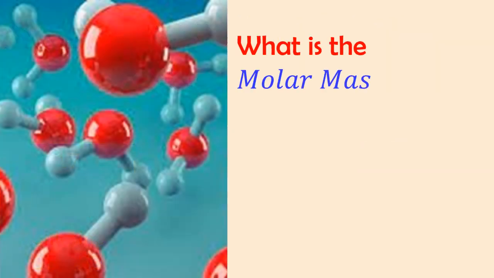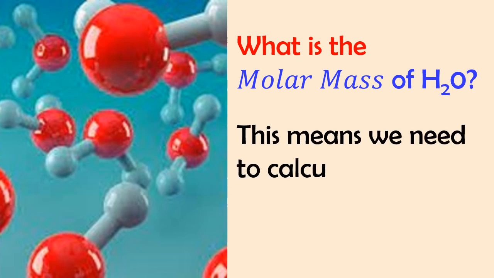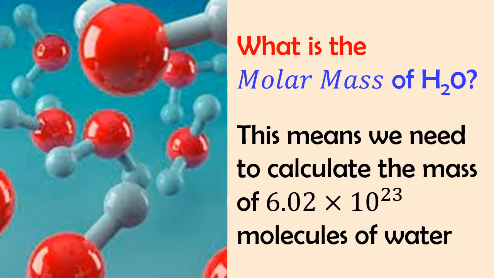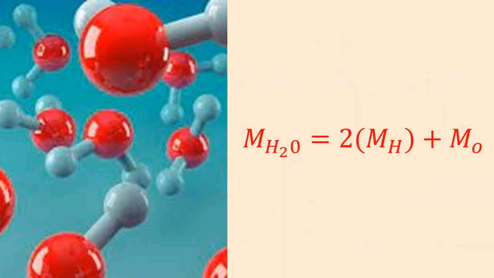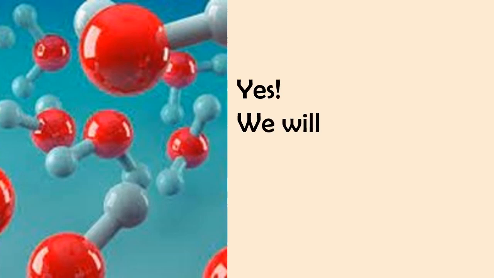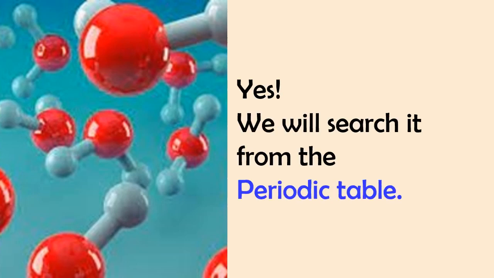What is the molar mass of water? This means we need to calculate the mass of 6.02 into 10 raised to the power of 23 molecules of water. The molar mass of water can be calculated by using this equation. In this equation, the molar mass of hydrogen will be multiplied by 2 and then will be added to the molar mass of oxygen. Yes, we will again search it from the periodic table.